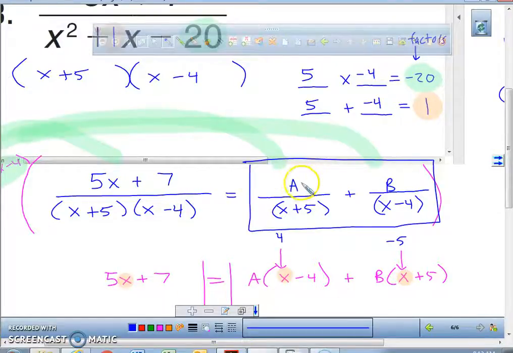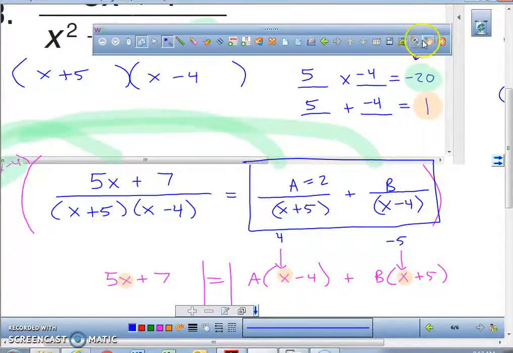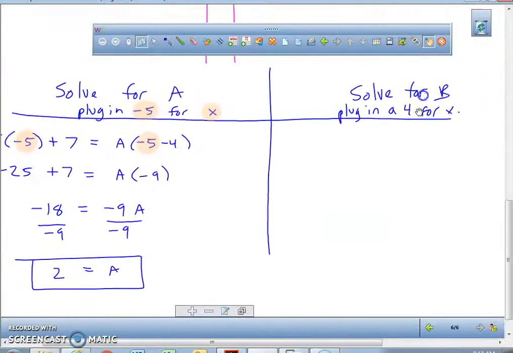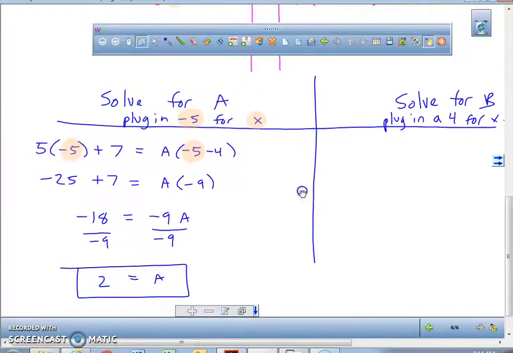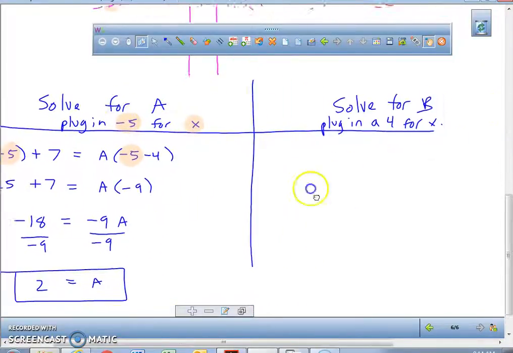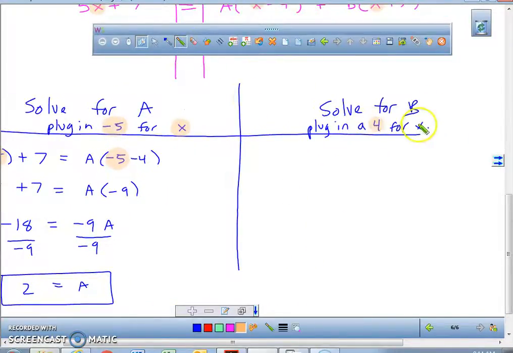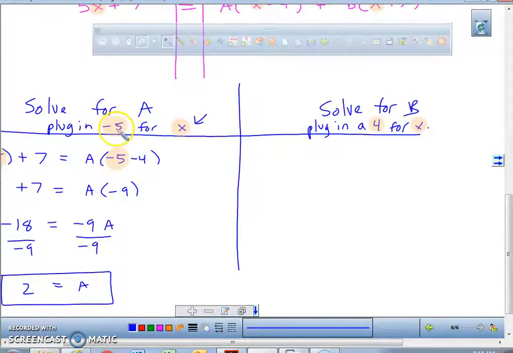Okay? So what did we find for A? We said A is going to equal 2. So we found A. Now we're going to find our B value. Now let's address a good question: why are we plugging in a -5 for x here, and why are we plugging in a 4 for x here? Right here, I'm going to put a little arrow. The reason why we're plugging in a -5 for x here is we're solving for A.